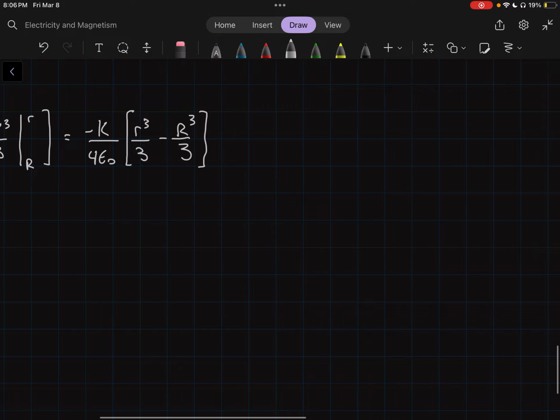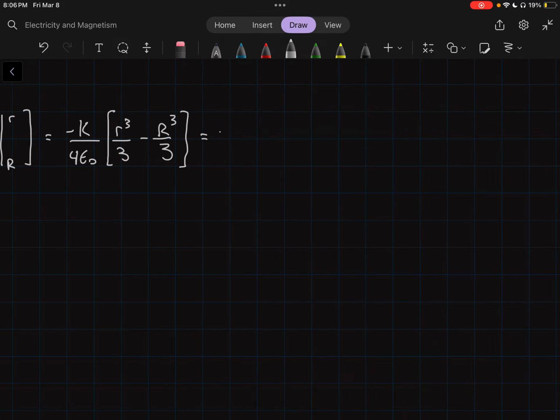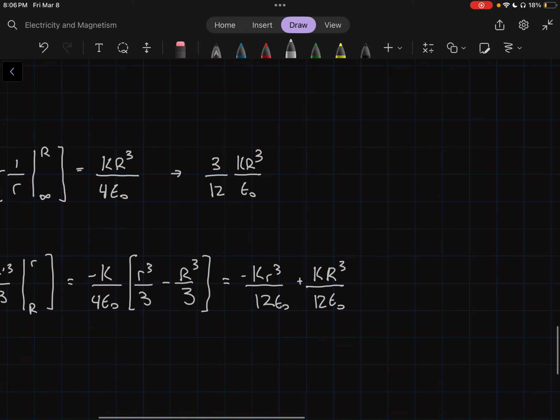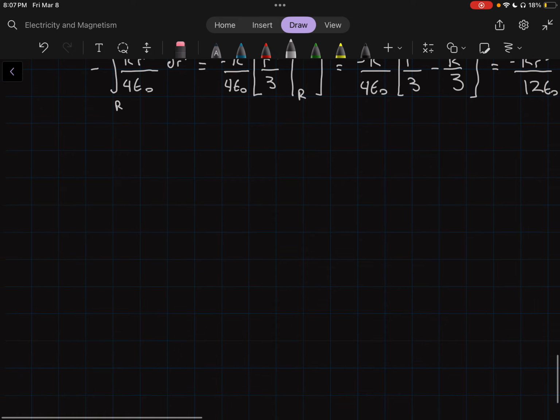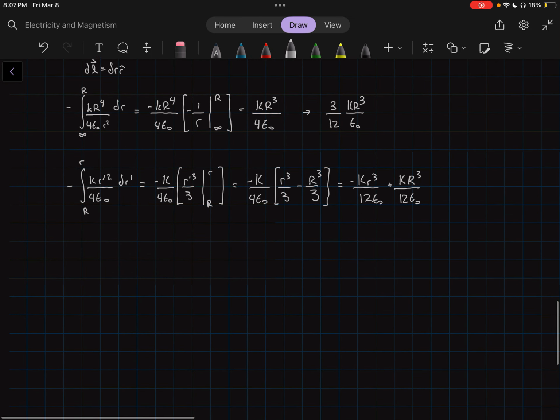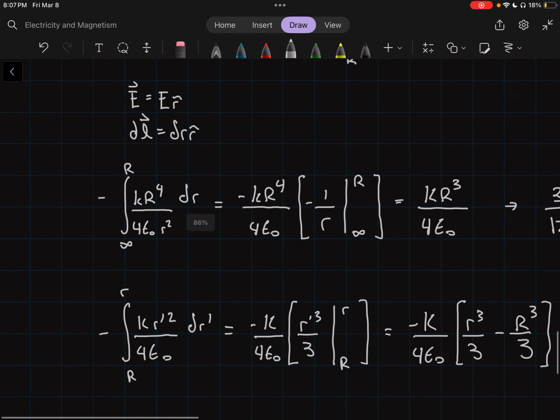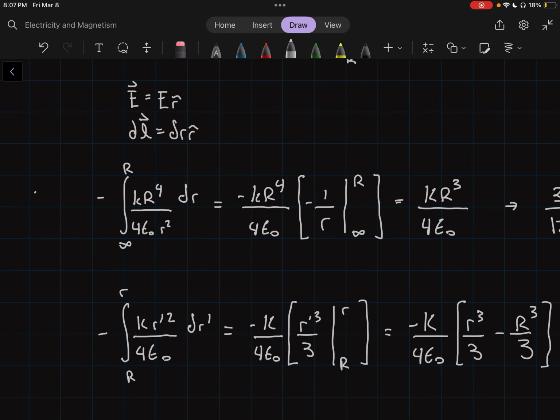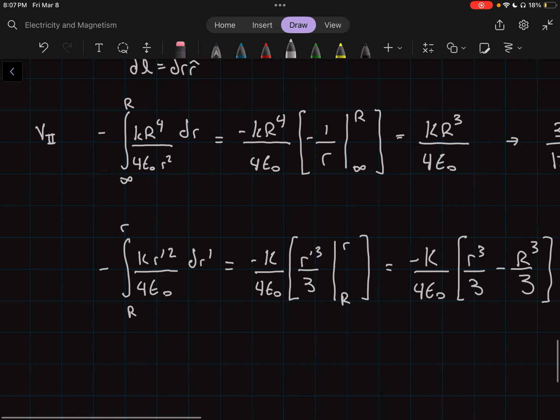Which is equal to minus k r cubed over 12 epsilon naught plus k big R cubed over 12 epsilon naught. So that's why I put this in, so that they could have a common denominator. So from that, we can add those two potentials together. Actually, I'll just go ahead and say that this is like V2 and this is V1.